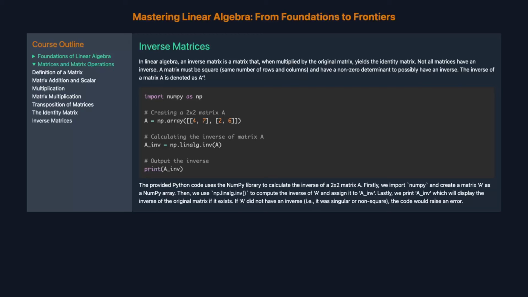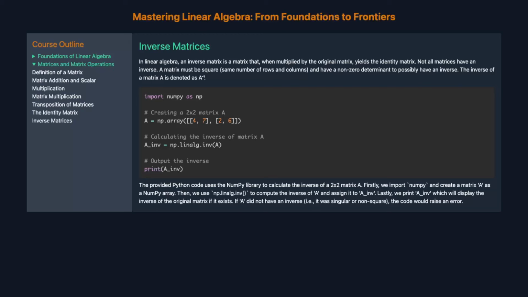The provided Python code uses the NumPy library to calculate the inverse of a 2x2 matrix A. Firstly, we import NumPy and create a matrix A as a NumPy array. Then we use np.linalg.inv to compute the inverse of A and assign it to A_inv.